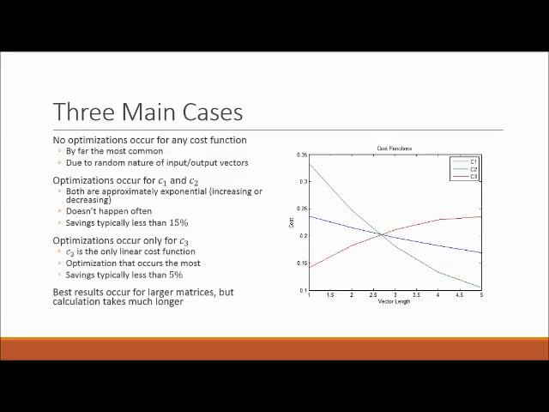Now what happens more often when there is an optimization is that C3 changes over time. And this one changes while the others don't because the cost increases as the length increases. I also found it interesting that the best results actually occurred for larger matrices, but the calculation takes much longer.